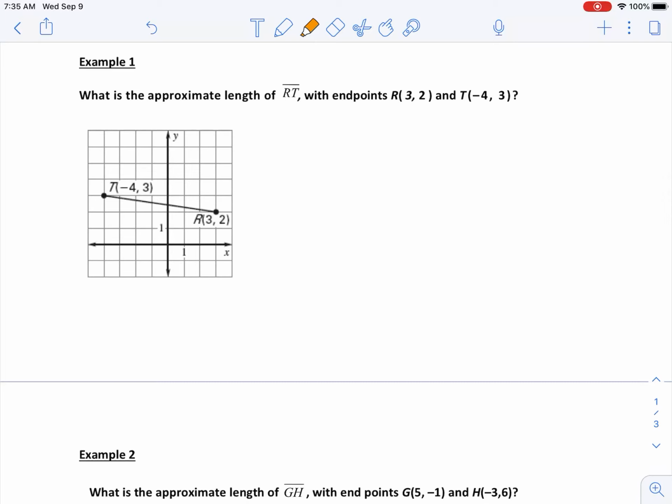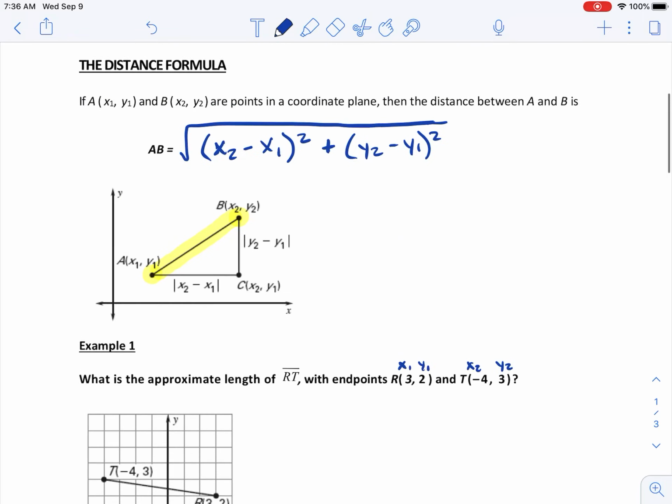Example 1, what is the approximate length of RT with endpoints R(3, 2) and T(-4, 3)? We have a nice picture over here. The very first thing I want you to do with these problems is label your points. Just like we did with the midpoint formula, I want you to come up here and say, okay, that is x1, y1, because that's my first point, so my first x, my first y. This is my second x, so x2, and my second y, y2.